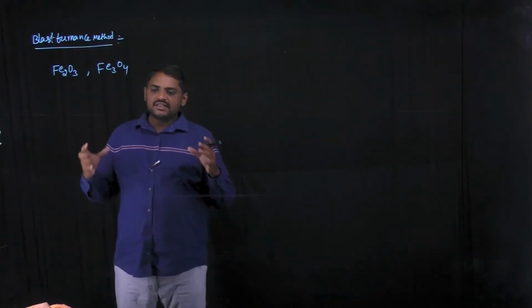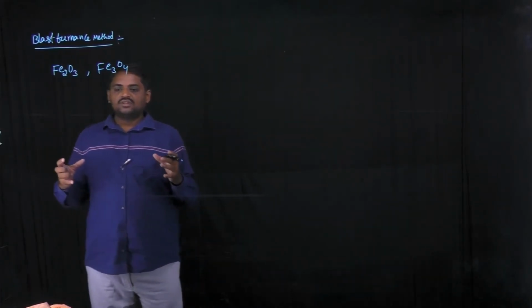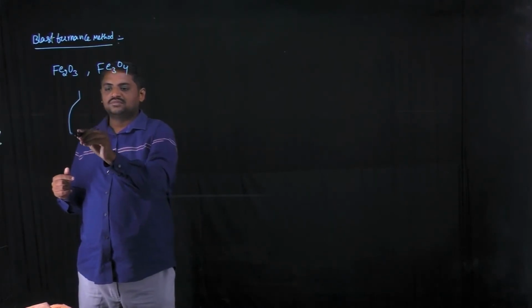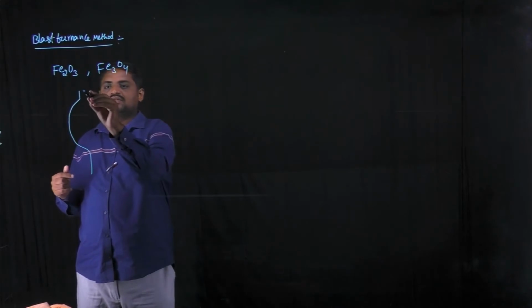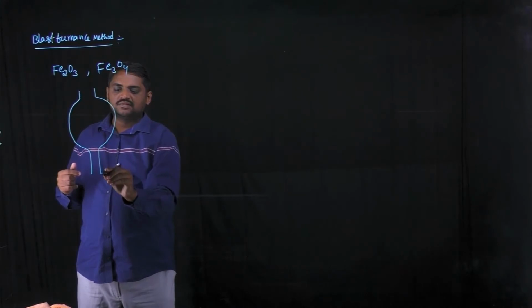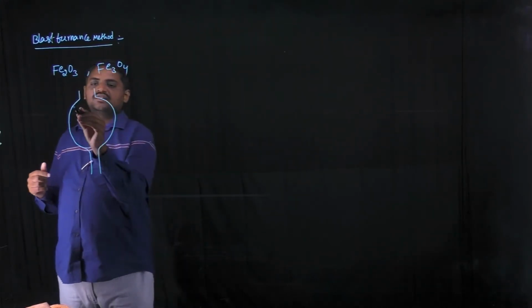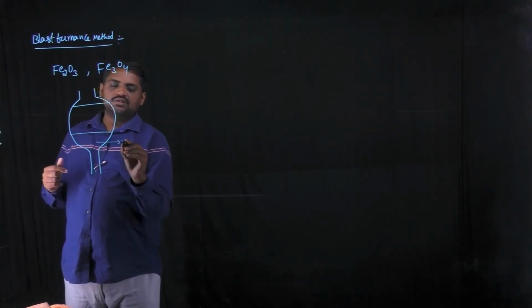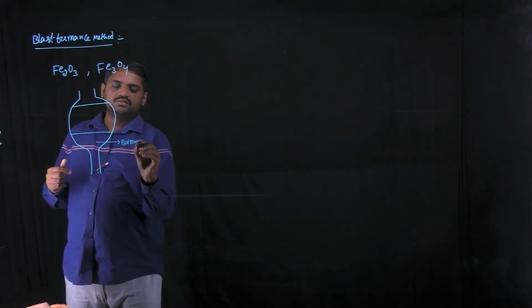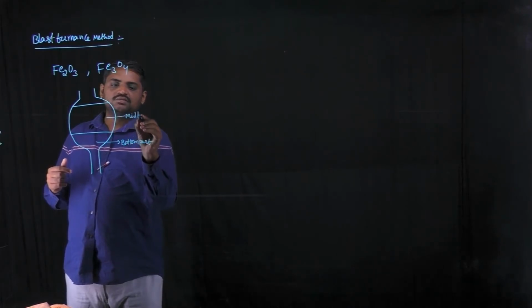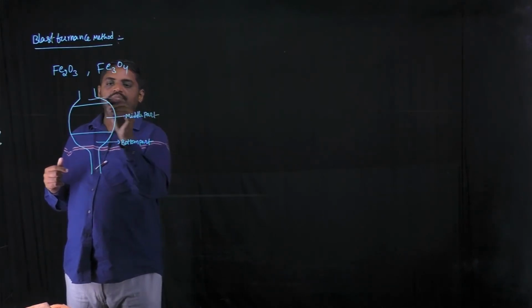Generally this furnace is observed. It is a crucible shape furnace. Totally three parts are there. This is the first part, this is the middle part, this is the bottom part. This is the bottom part, this is the middle part, this is the upper part.